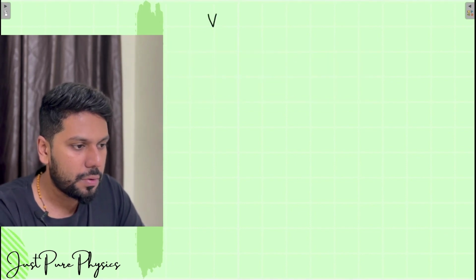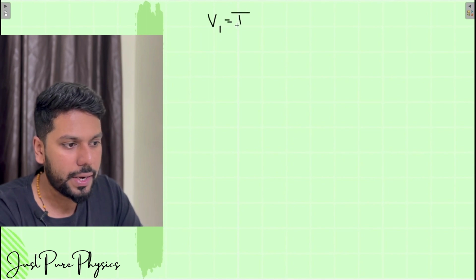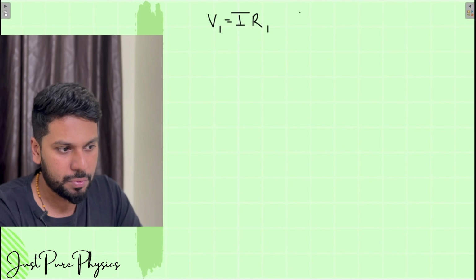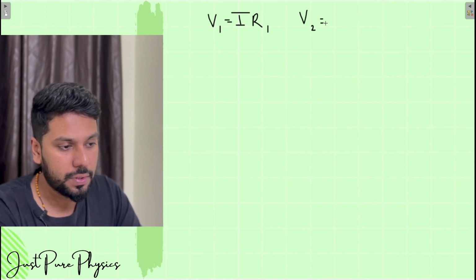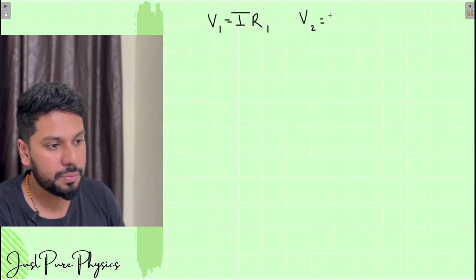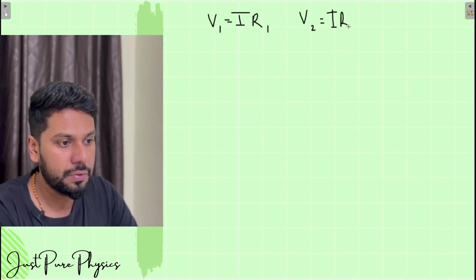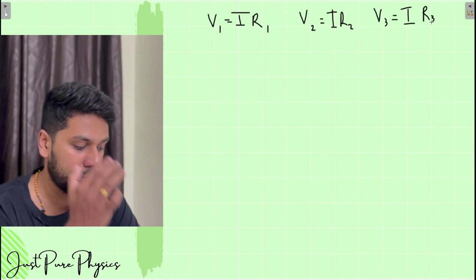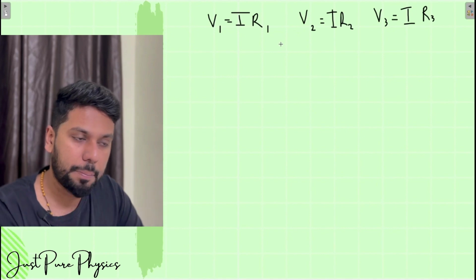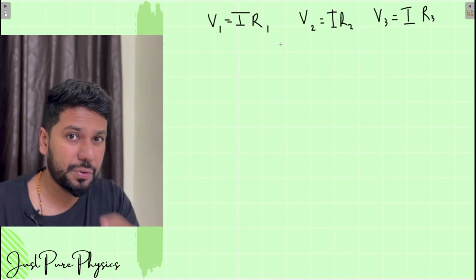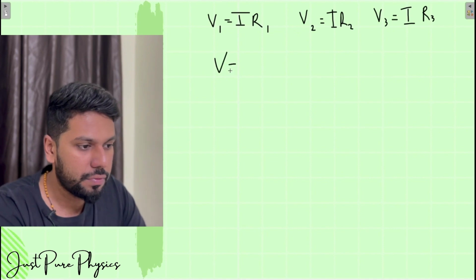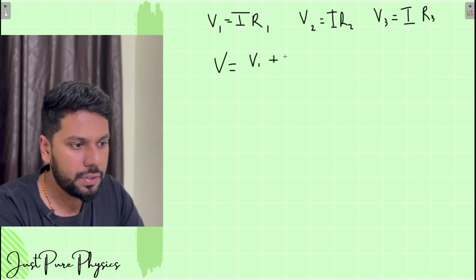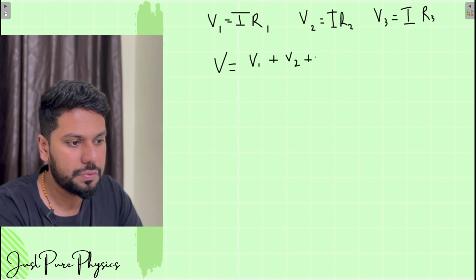Every page I have to change the color. Okay, you see, V1 will be equal to I into R1. Of course, this comes from Ohm's law. Then V2 is I into R2. Yes, this also comes from Ohm's law, right? Then I have V3 is I into R3. So once I have this knowledge, I can apply that in the previous equation that I got, V is equal to V1 plus V2 plus V3.